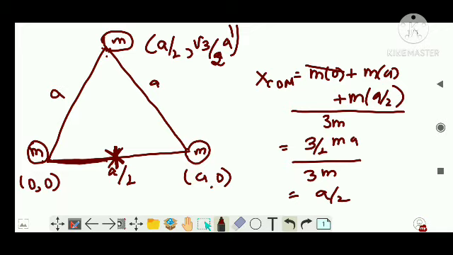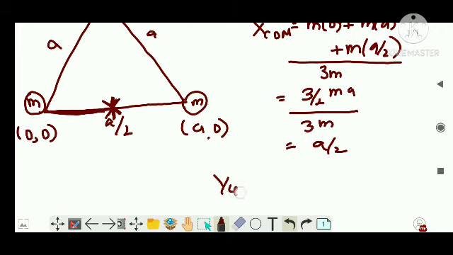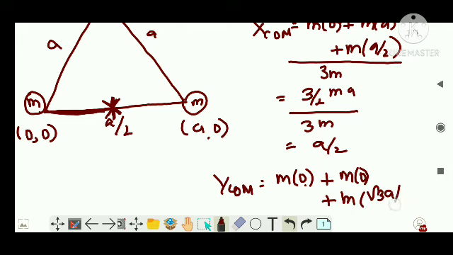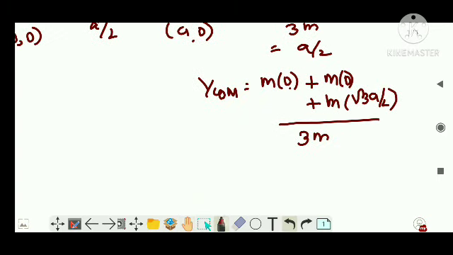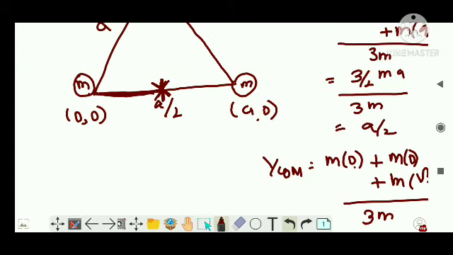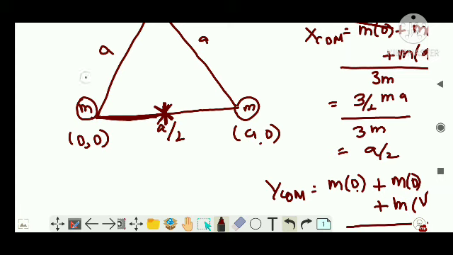Now for the y coordinate, again y center of mass is equal to m1 y1 plus m2 y2 plus m3 y3, right, divided by 3m, right? So what will be this value? These two go, right? Then there is root 3. Now the calculation, you will get a by 2 root 3, right? That is the y coordinate of the center of mass. So the y coordinate root 3a by 2 will be quite close to here. This is the y section, right? So it is close to here.